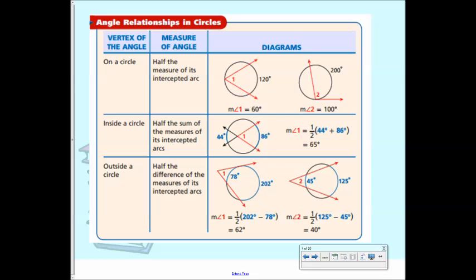This is an inscribed angle, so it would be double. All right, this is inside, so you do what with the two arcs? Add them. And this one's exterior, so you do what? Subtract the two arcs. Good.